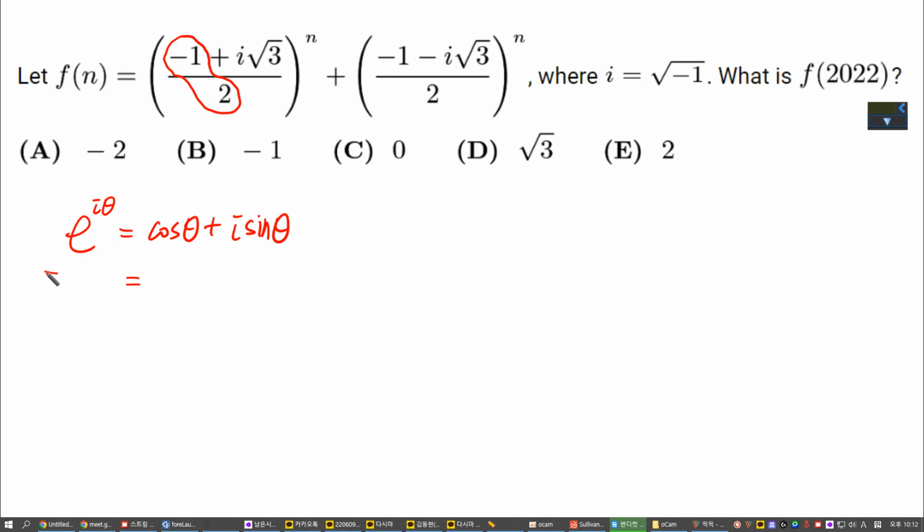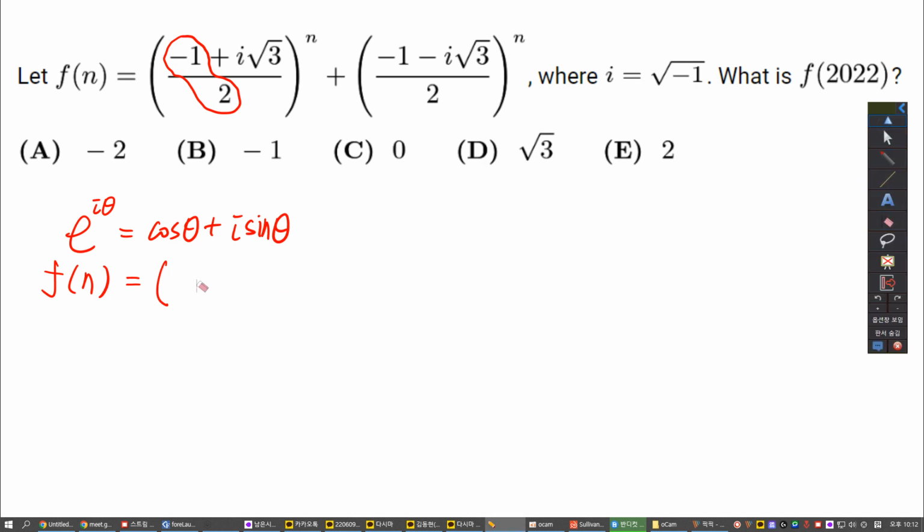So f of n is like this. That's the first parenthesis. And for the second parenthesis, because of this negative sign, we can think of the negative 2 pi over 3, like this.